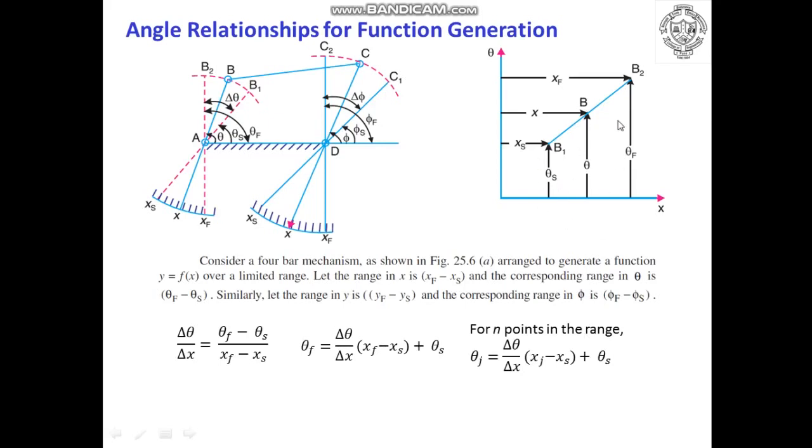Similarly, if you redraw this graph for the output crank and adopt the same procedure, you will get the formula phi_j = (del phi / del y)(y_j - y_s) + phi_s. So these two formulas are required to find the angular displacement of the input crank according to the number of precision points. If you know the precision point x1, and you want to find the corresponding inclination for that x1, you need to find theta 1.